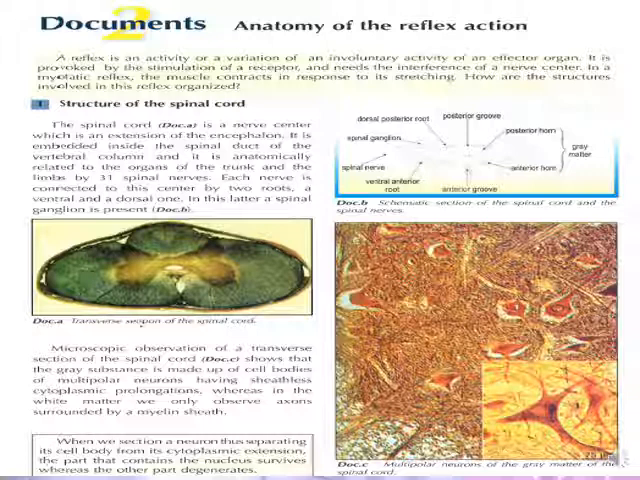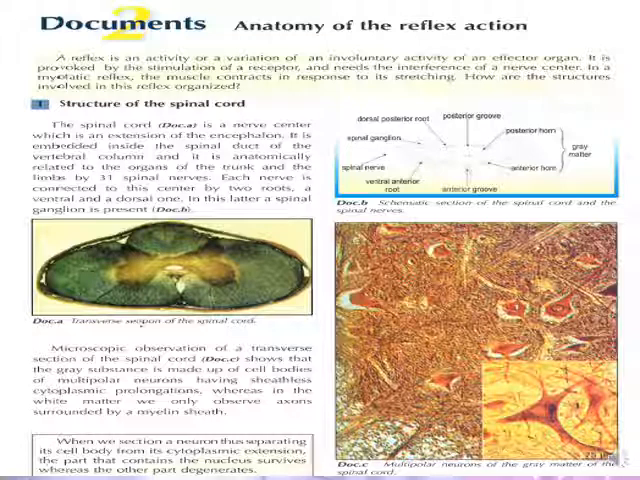How are the structures involved in this reflex organized? Let's talk about the structure of the spinal cord. Already we talked about the spinal cord, the structure, organization, and its different parts. So let's start step by step. The spinal cord shown in document A, which is a transverse section of the spinal cord, is a nerve center, which is an extension of the encephalon.